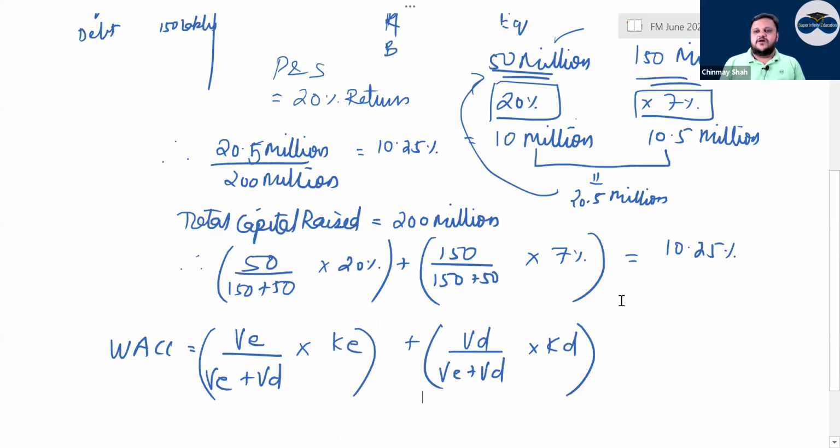Obviously, we have not yet considered tax. Is tax a component of this formula? When the time is right, I will tell you how to include tax in this. But this base formula of WACC without tax, we have derived in class. Are you okay with it? Make sense? Yes, sir.